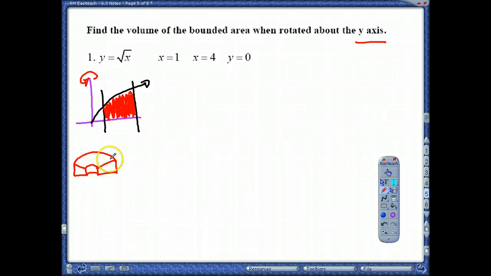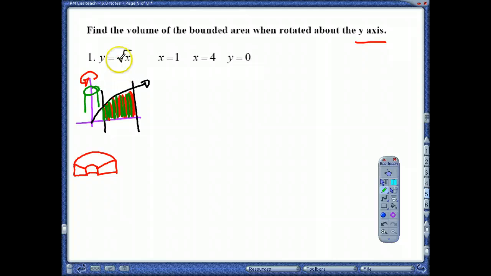And what we're going to do is slice cylinders about the y-axis. So that first cylinder is going to hit us right here, and then the next one's going to be a little wider, the next one's going to be a little wider, wider, wider. So that radius is changing with x. The height of the cylinder is changing with respect to my top function here.